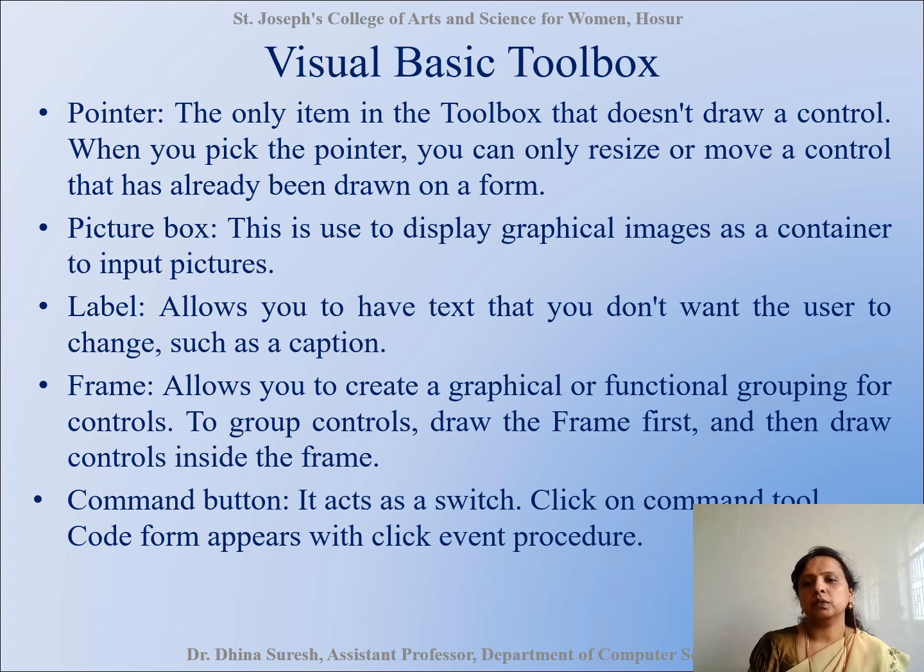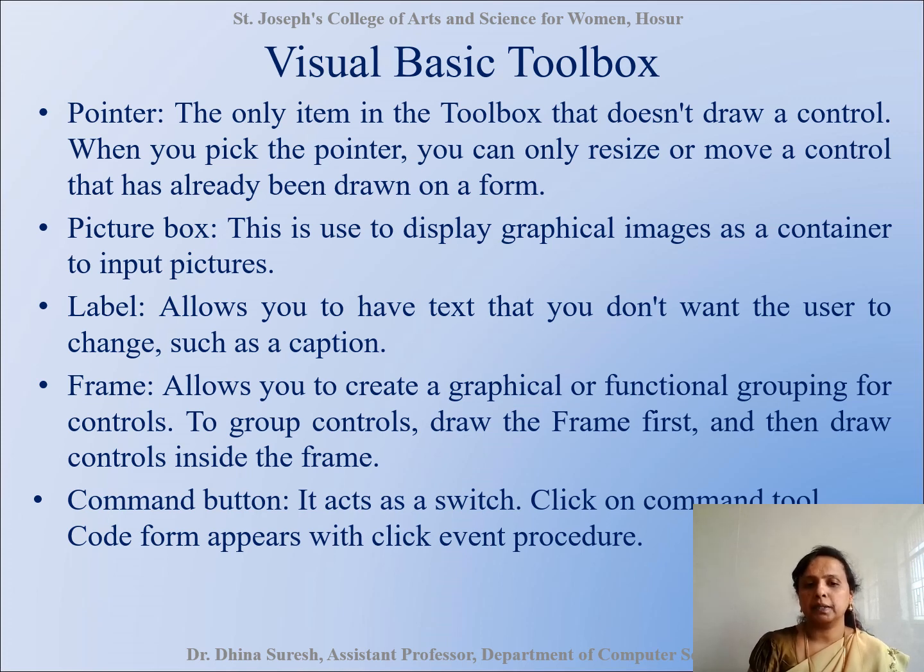This is the only item in the toolbox. It does not draw a control. We can just select it. We can move it. Second is a picture box. Using the picture box, we can add images or give some input pictures on the form. Third is a label. A label acts as a title or as a caption. The user cannot change it, but we can know something about the particular tool, like caption.